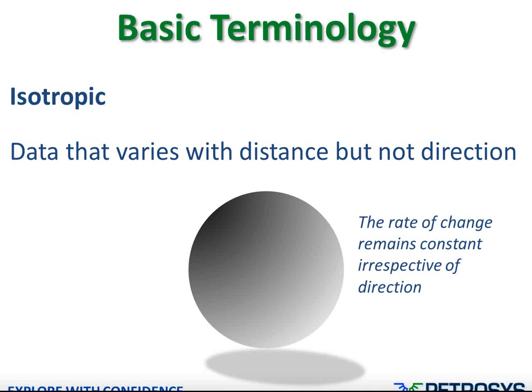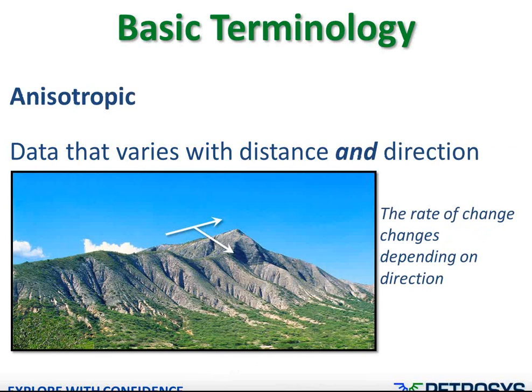Just some terminology. In Petrosys there are 2 types of Kriging. There's isotropic Kriging, and that's when your data varies with distance but not direction. So the rate of change of your data is remaining constant irrespective of the direction in which you look. The other type of Kriging is anisotropic, and that's where your data varies with distance and direction. So the rate of change that you see in your data changes not only with distance but also depends on which direction you're looking.